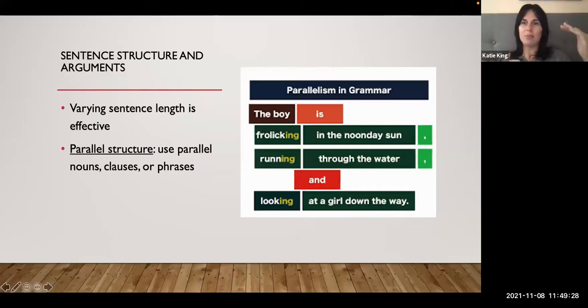Otherwise, it feels unbalanced, right? It feels clunky. The rhythm is not there. And so that's why parallelism is so important. It helps us as readers to follow the flow of what's being said.